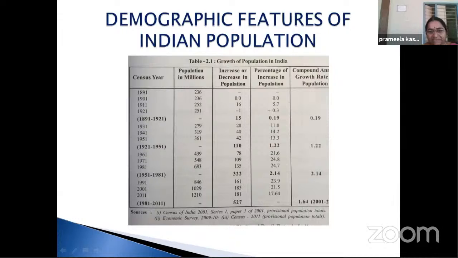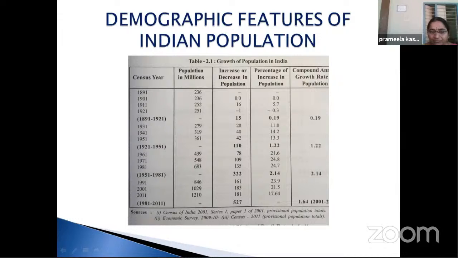So in the third phase, the population increased from 361 millions to 683 millions. So that means we can find that the growth rate of population was 2.14%. The total population increase from 1951 to 1981 was 322 millions.